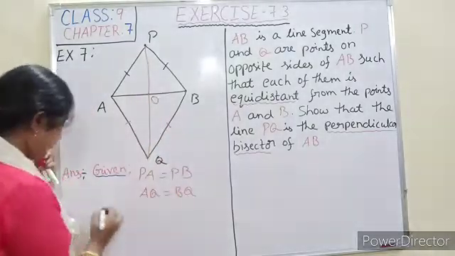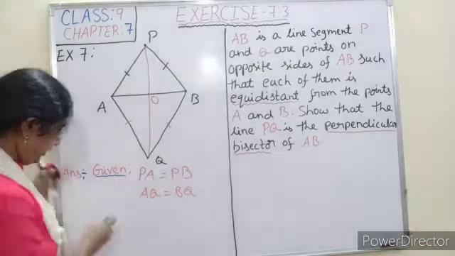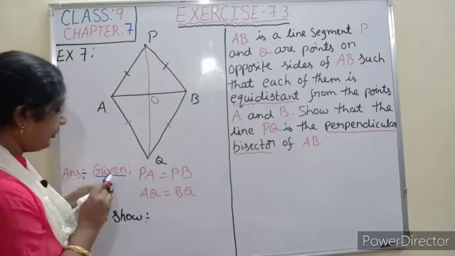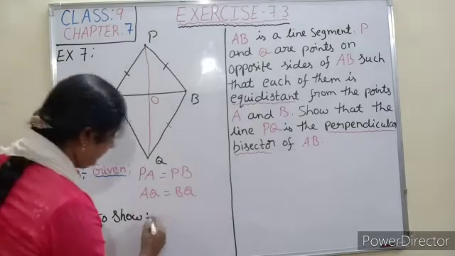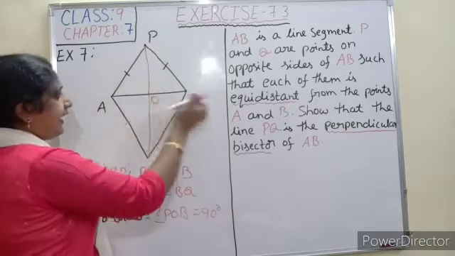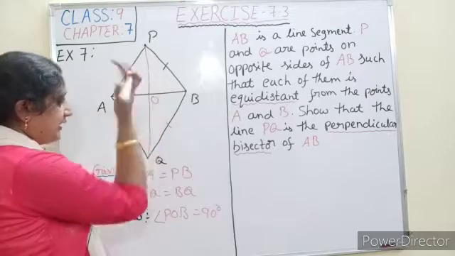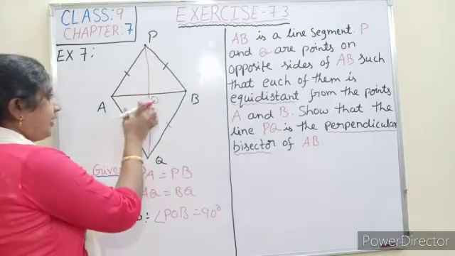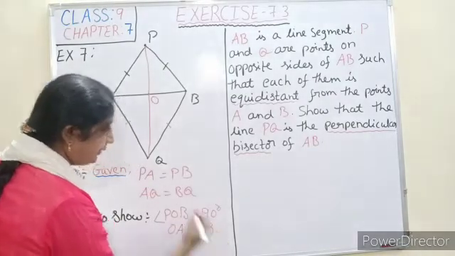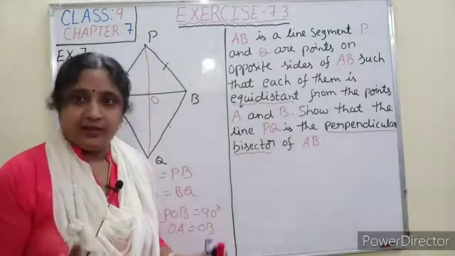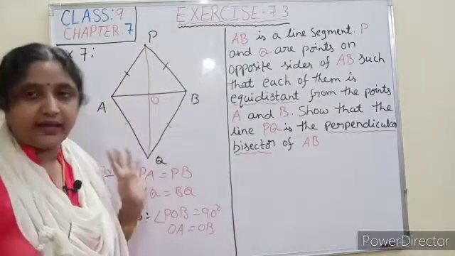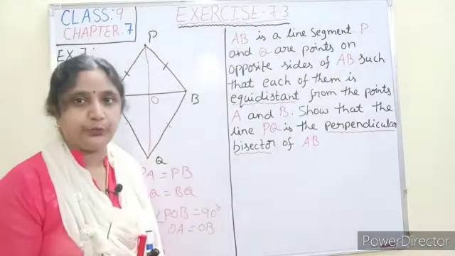What do we have to show? Angle POB, 90 degree we have to show, either this side or this side. After that, OA equals OB we also have to prove. Okay children, now understood? PQ is the perpendicular bisector of line segment AB. This one we have to prove.